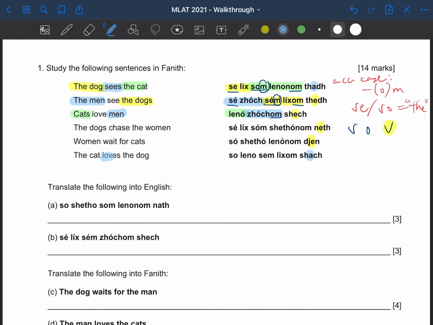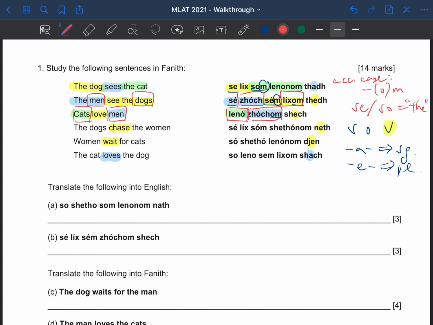We have sees and loves in blue. We also have see, love, chase, wait in yellow. We can see that verbs with A are singular, and verbs with E are plural. And there's also plural nouns. We can circle the plural nouns in red, and then we have men, dogs, cats, men, and we can do the same on the right hand side. Jok, Likson, Leno, and Jokom.